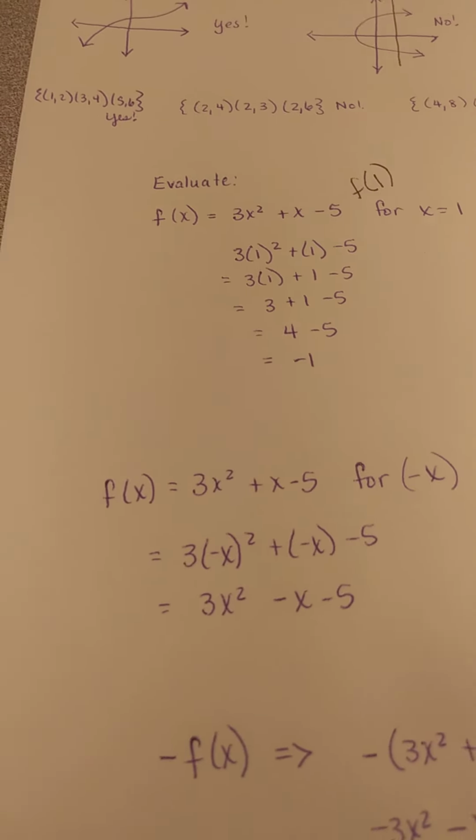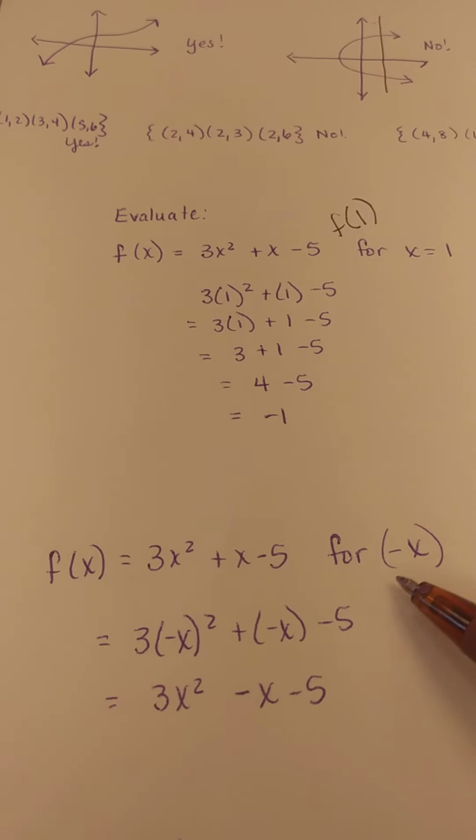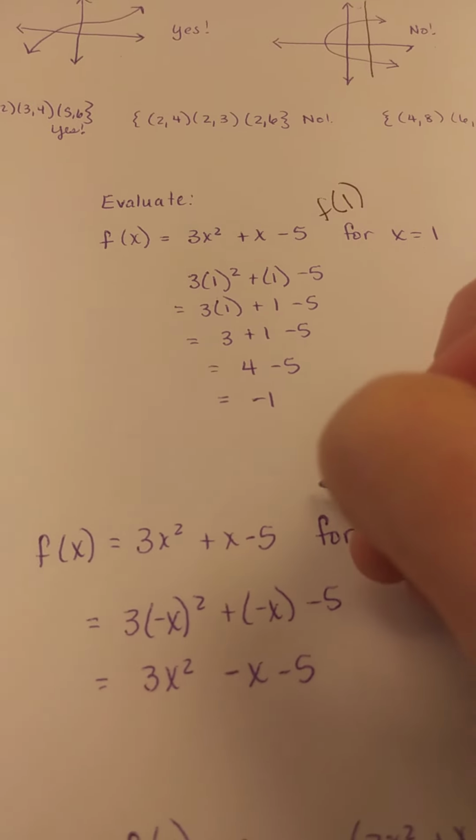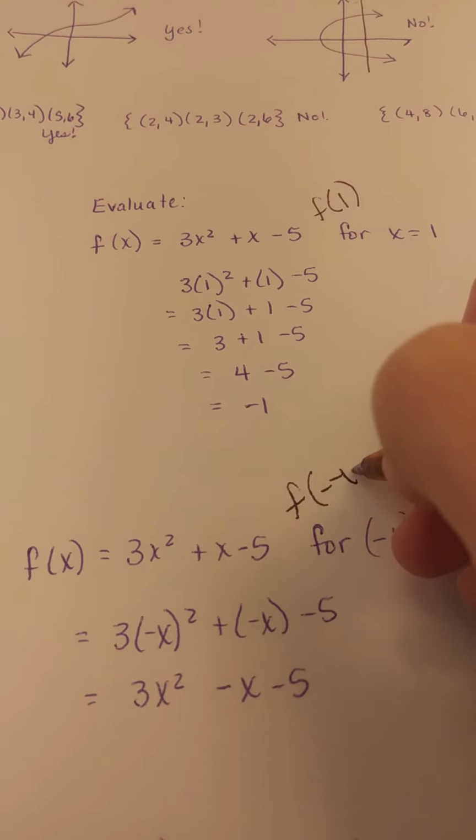All right, now let's put in something a little bit trickier. We put a negative x in. Again, they're going to write this as f of negative x.